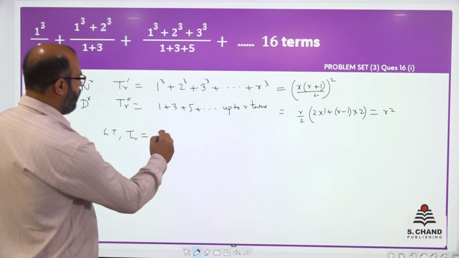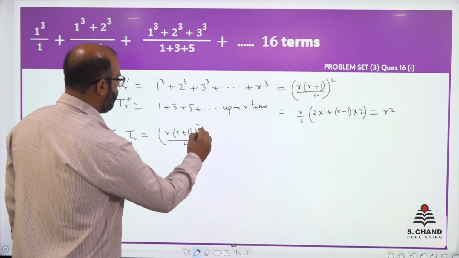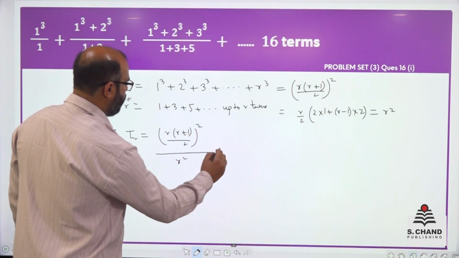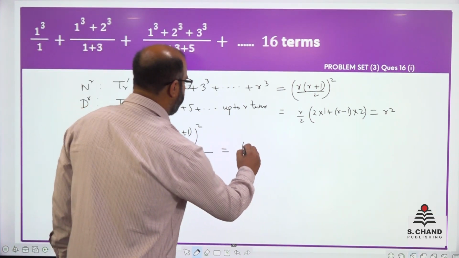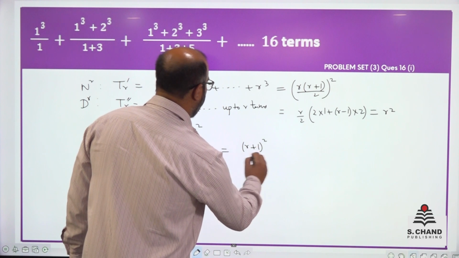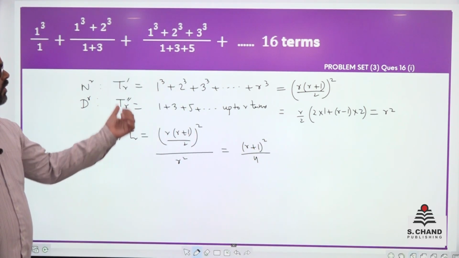So that will be r into (r plus 1 upon 2) whole square upon r square. Now r square will cancel simply. So it will become r plus 1 whole square by 4, like this. Now this is the general term of this series.